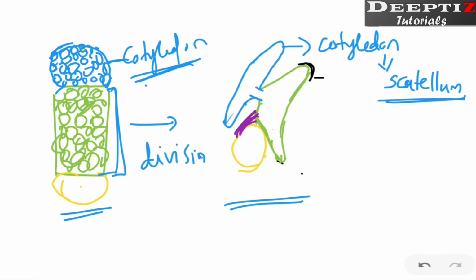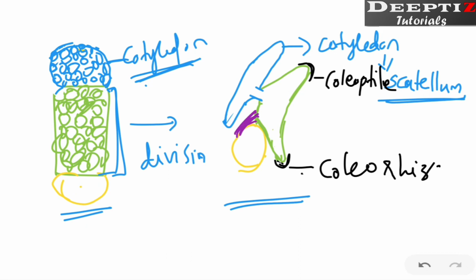This part is called coleoptile, and this portion we call as coleorhiza. Coleoptile and coleorhiza. Now this coleoptile actually covers this portion, that is the plumule, and coleorhiza is the covering of the layer below. This layer is termed as radicle.